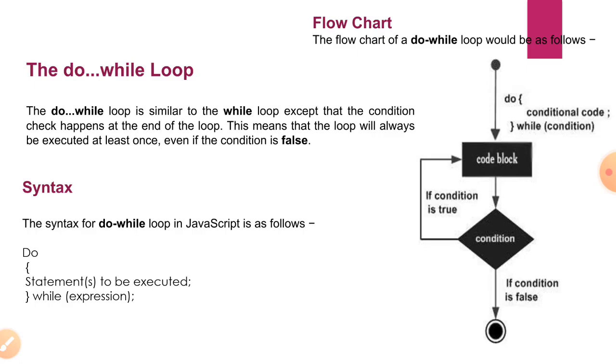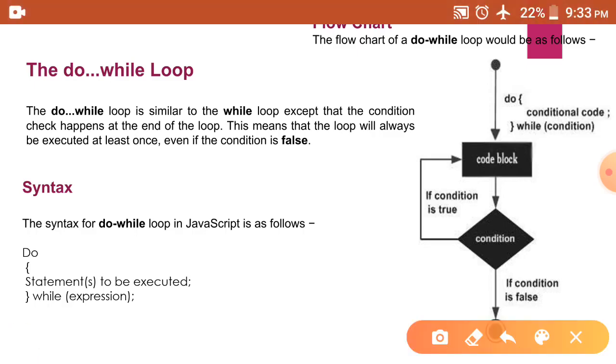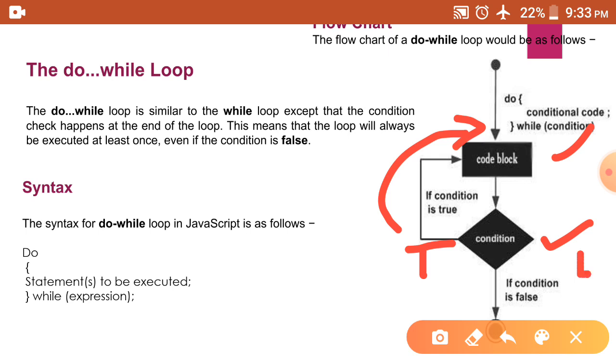Here we are having the flowchart. First of all, we will execute the statements, and next we will check the condition. If this condition is true, it will go and execute the code block again. If this condition is false, automatically it will come out of this particular loop.